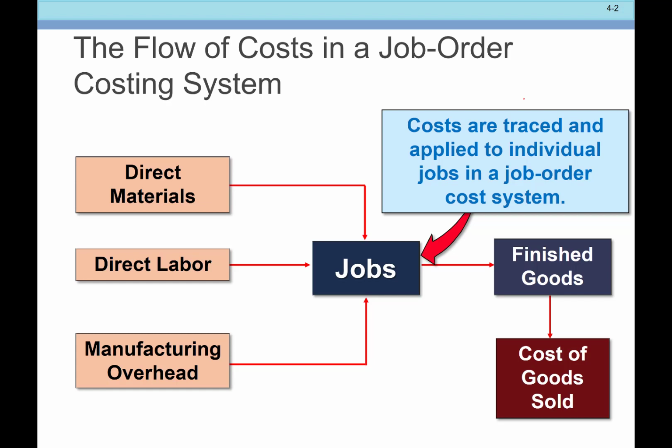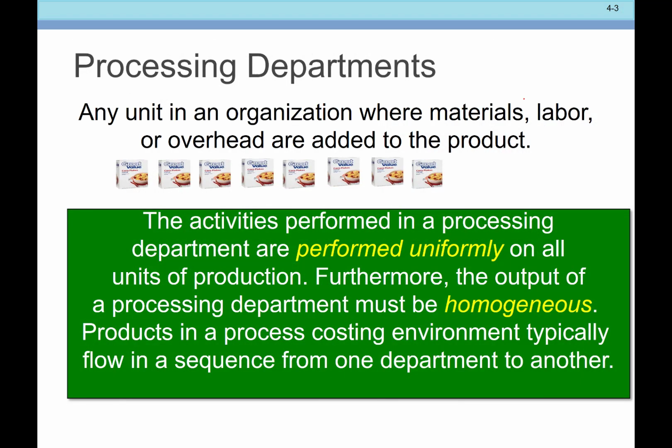Of course, we would have to do what? Our direct cost, direct materials, direct labor were easily traced. For our manufacturing overhead, we had to apply those costs to our jobs, right? Okay, and then we saw how those moved through from work in progress into finished goods and cost of goods sold. Okay, now we're going to be looking at process costing.